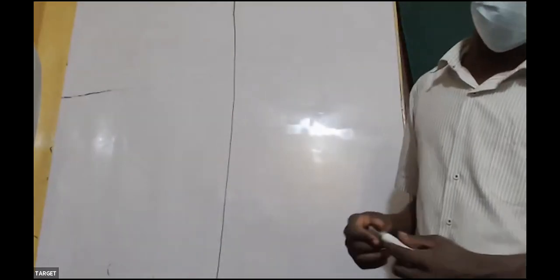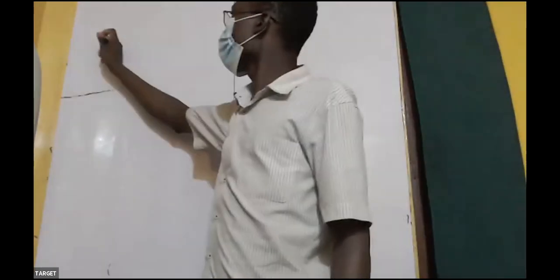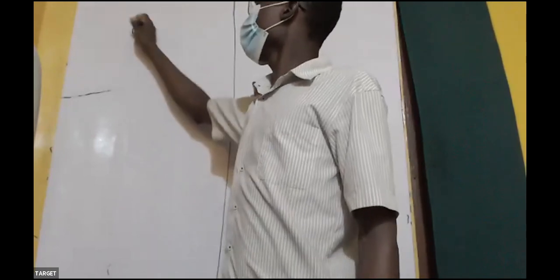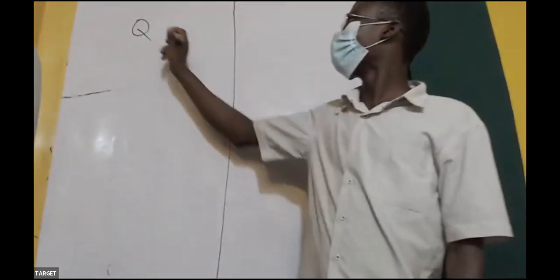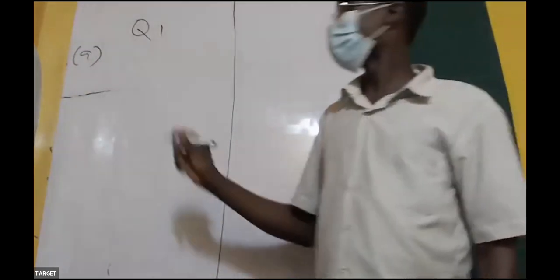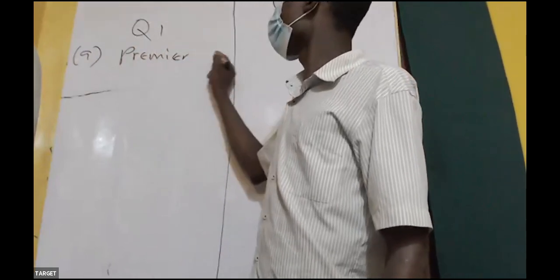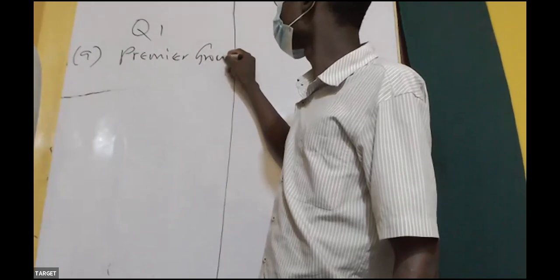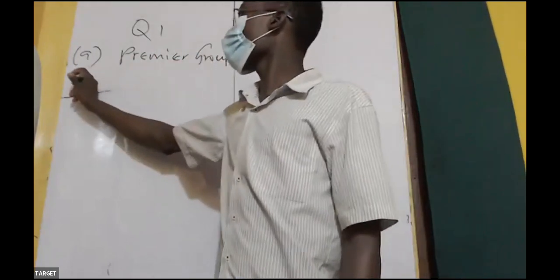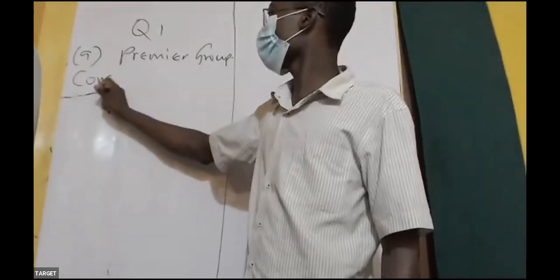So first, write the name of the company. This is about P Group, so that's the Premier Group. I'll tell the examiner, maybe it's my question number 1, A. And then I'll tell the examiner, this is for Premier Group. Then I'll come to Consolidated, please.